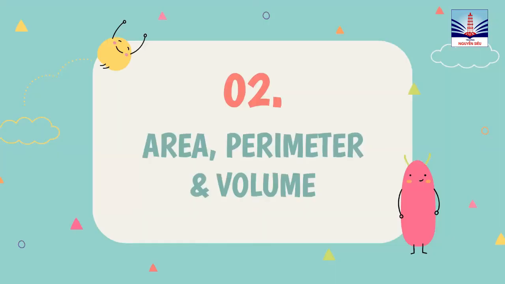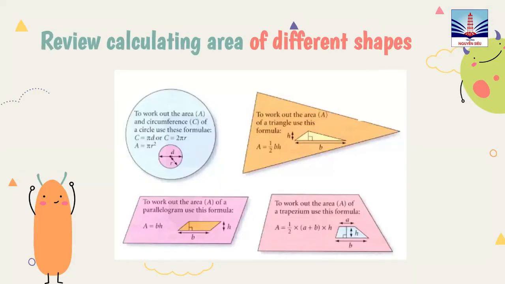Let's go to the next section: area, perimeter, and volume. This is the formula that you need to remember for calculating the area of different shapes.